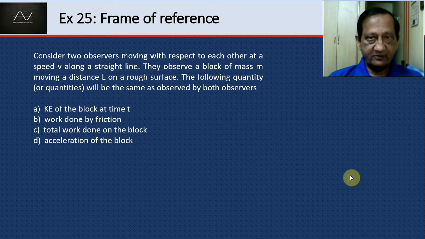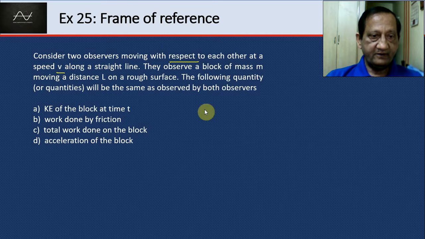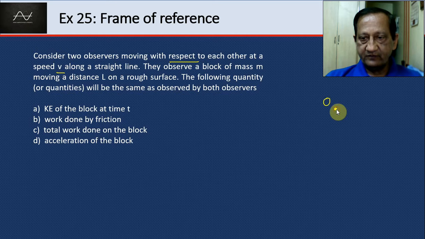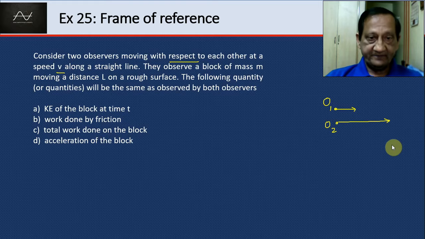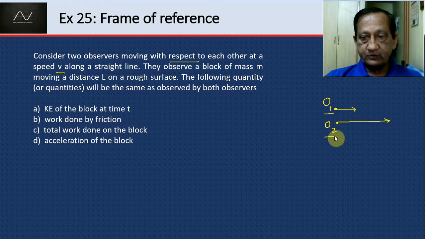Very good conceptual questions. Can you try this? Consider two observers moving with respect to each other at a speed v along a straight line. One observer O1 is moving with some speed and another observer O2 with some other speed. The relative speed is v. We can say relative to observer 1, observer 2 is moving with a speed v.